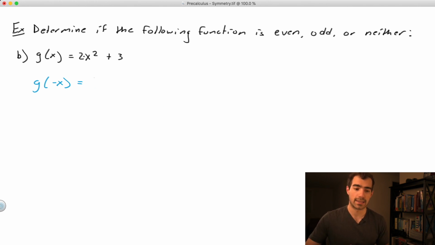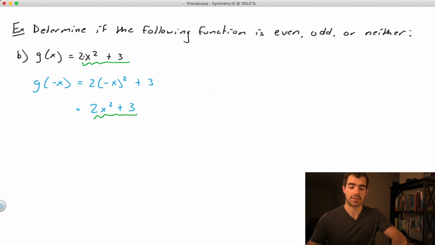And so if we plug in negative x here, we're going to have 2 times the quantity negative x squared plus 3. We know when we square something, we multiply it by itself. If we're multiplying a negative x times a negative x, that's 2 negatives, so it will make a positive, giving us 2x squared plus 3. And as we can see here, this function is the same as this here, and so this matches g of x.